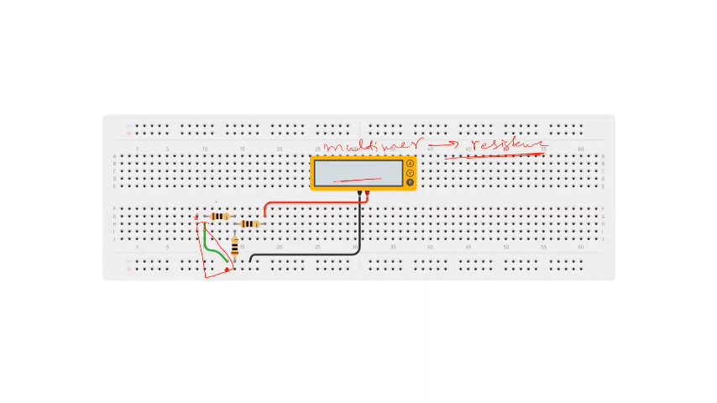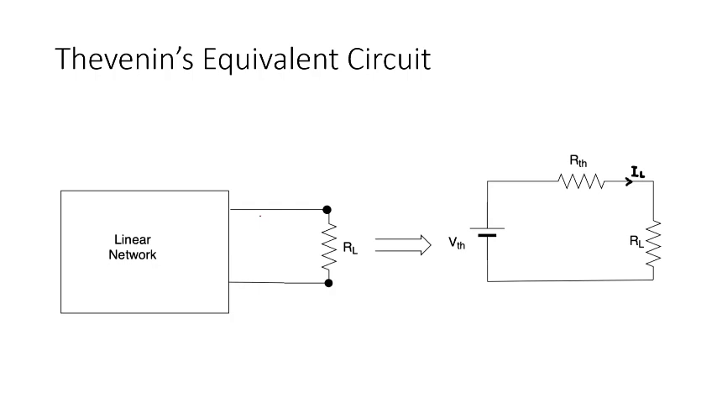Or you can simply calculate it manually also, meaning you can clearly see that this and this resistance are in parallel with each other and their combination is in series with this resistance. So either way you will get the same value. Either you can measure with the help of a multimeter or you can calculate it manually. All right, so this is what your Thevenin's equivalent network would look like.